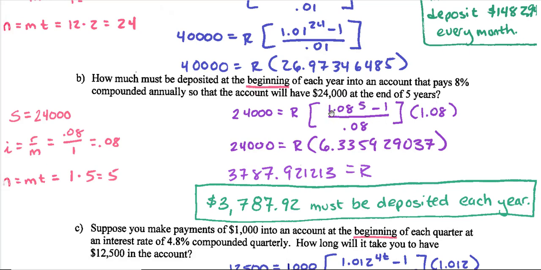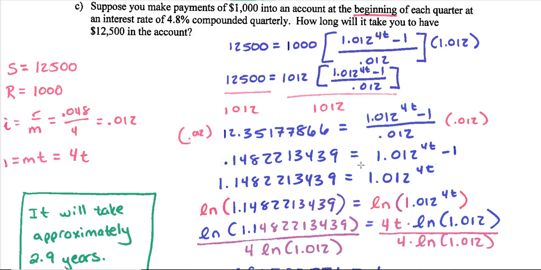Go through this calculation slowly. Do the 1.08 to the 5th minus 1 first, enter. Divide it by the 0.08, enter. And then take that number and multiply it by 1.08, enter. And you get 6.335929037. Divide 24,000 by that number, and you get 3787.921213 is your R. R is money, so we'll round to dollars and cents. And so we need to put $3,787.92 at the beginning of the year, each year for 5 years, if we want to have $24,000 at the end of the 5 years.